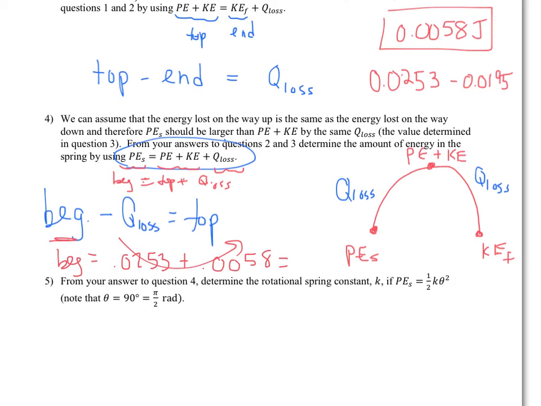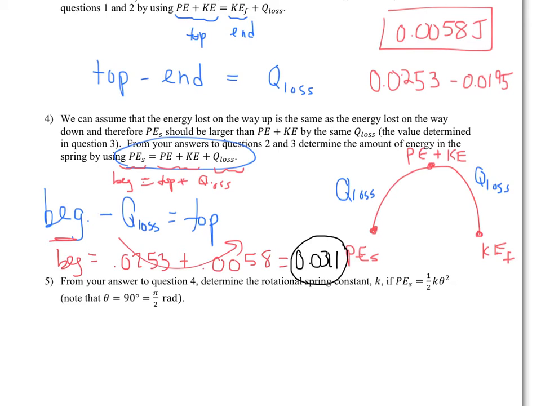Which means 0.0002. It's not 0, but it's a value. There is some Q loss. So just write in normal stuff. That's in scientific. Just write it in standard form. What do I get when I add those two numbers together? 0.0253 and 0.0058. 0.0311, and again I'm in joules still.